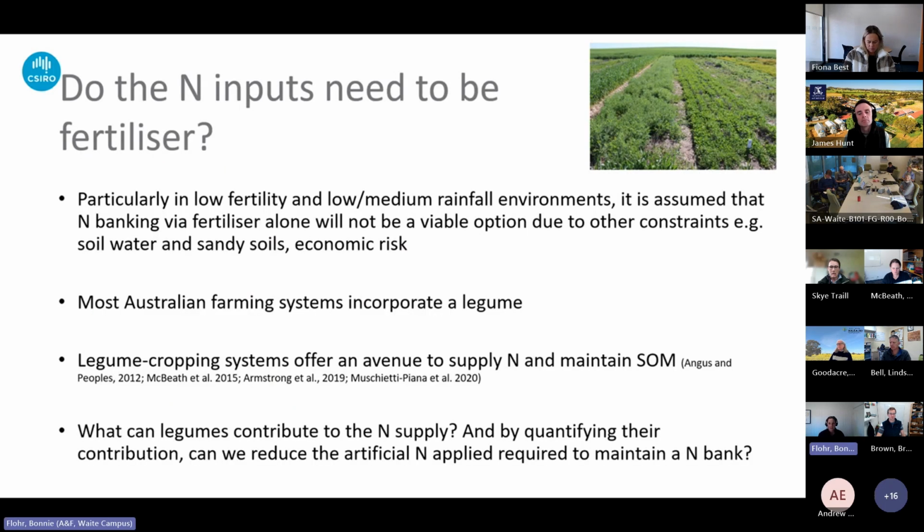So this leads to the question on the N bank: do the N inputs into an N bank need to be fertiliser? Particularly in low fertility and low to medium rainfall environments, it's assumed that N banking via fertiliser alone won't be a viable option. In addition, most Australian farming systems already incorporate a legume, which has historically contributed to N supply and maintaining soil organic matter. So what can legumes contribute to N supply? And by quantifying their contribution, can we reduce the artificial N applied to maintain an N bank?